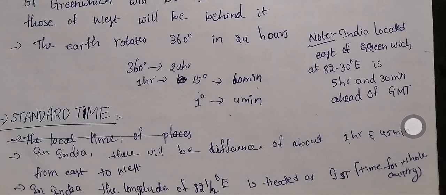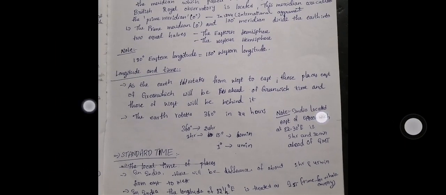But some countries, for example USA, Russia and Canada, have several time zones. That means they have more than one standard time. Russia has 11 time zones and America has 5 time zones. This is about the longitudes and latitudes. With this I conclude the chapter.